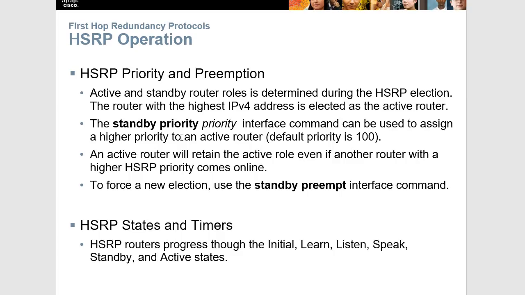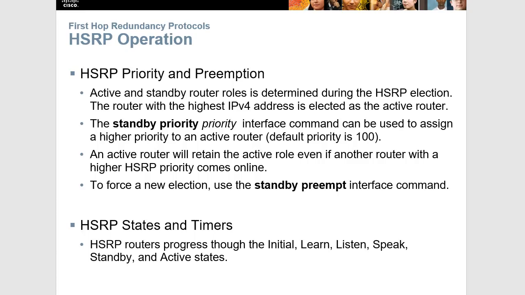So we have the highest IPv4 address. If you want to set the priority, you can make it a higher priority to be the active router. The active router will retain the active role even if a router with a higher priority comes online after that first election is made. You'd have to force a new election if you wanted to. You do that using the standby preempt command on your interface. That's the only way to force a new election after the initial election.